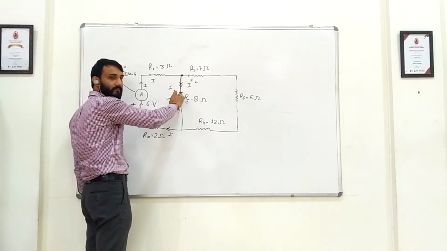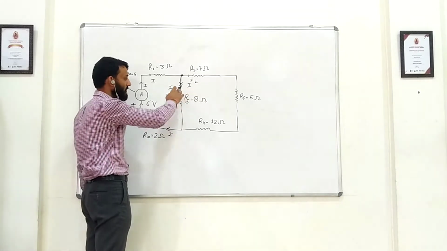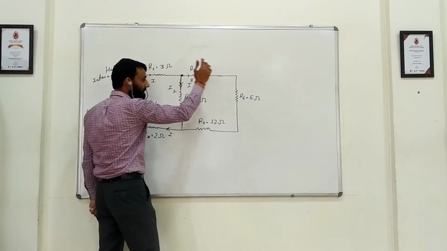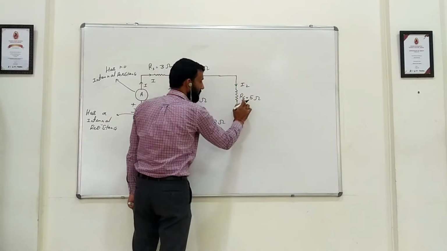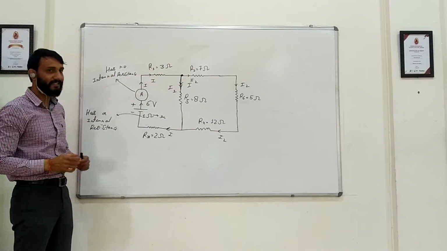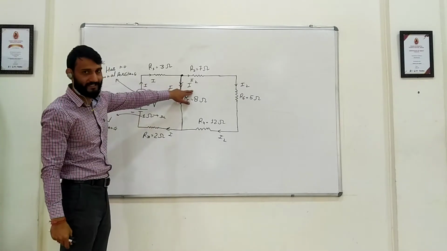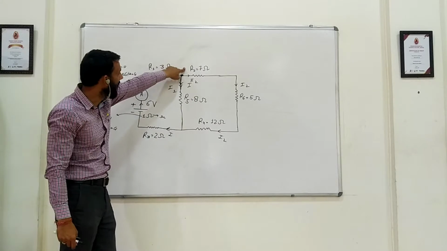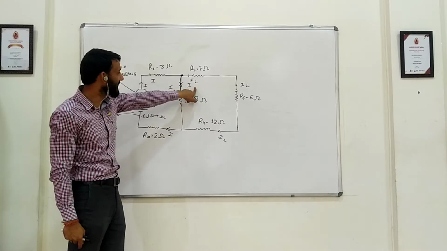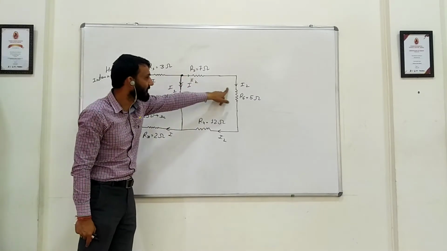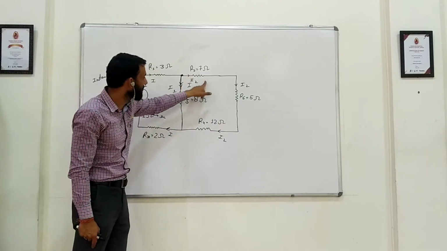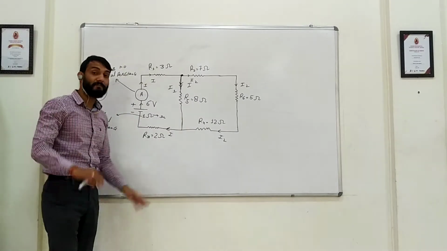I will talk to you later regarding I1. I2 will start moving in that direction. I2 passes through R2, then I2 passes through R6, and then I2 passes through R4. As you can see, the same current is passing through R2, R6, and R4. And what is the same current? I2 is the current passing through R2, through R6, and through R4.